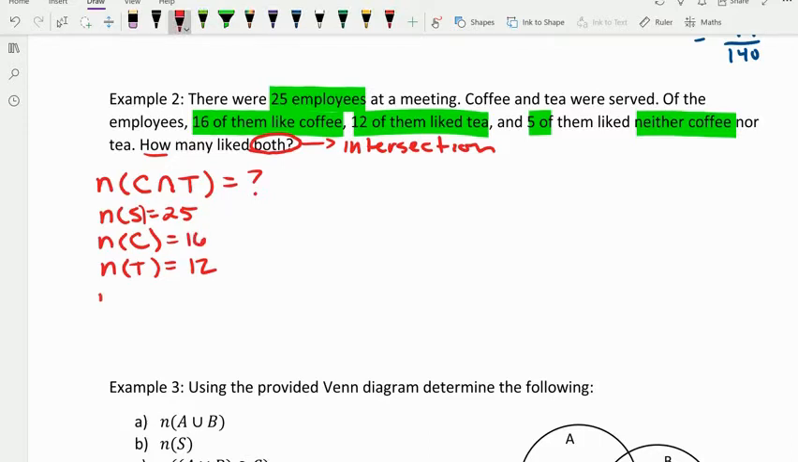So what notation can we use? We don't want coffee or tea, so we want not. I'm going to use that not or that prime button again, and that's 5 of them.